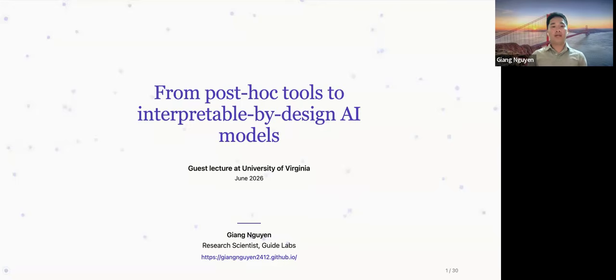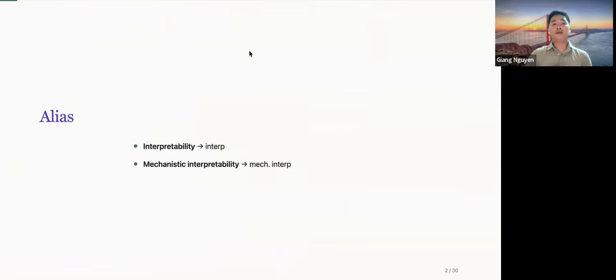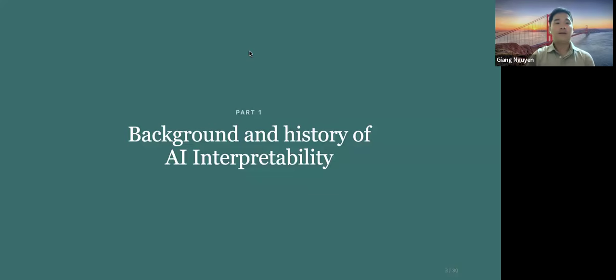So today's topic is AI interpretability. The narrative is we are moving from tools that explain an AI after we build it to AI that is transparent by design. So, okay, let's dive in. A quick housekeeping before we start. Interpretability is really a tongue twister for me, so sometimes I will just say interp for short, and mechanistic interpretability, I will shorten to mech interp. So okay, let's just dive in.